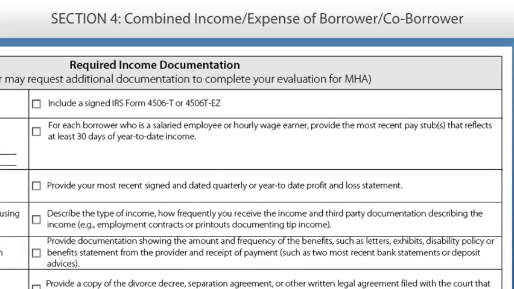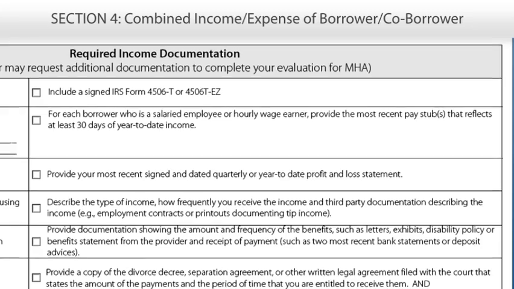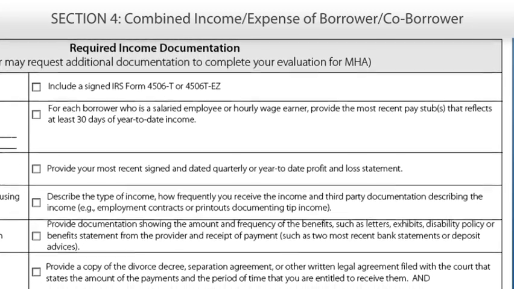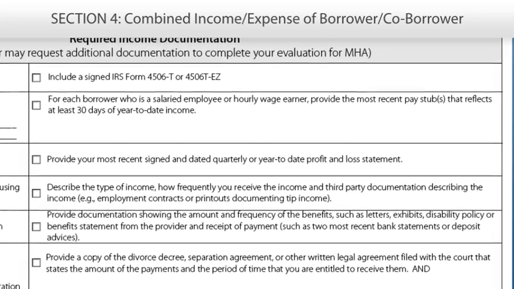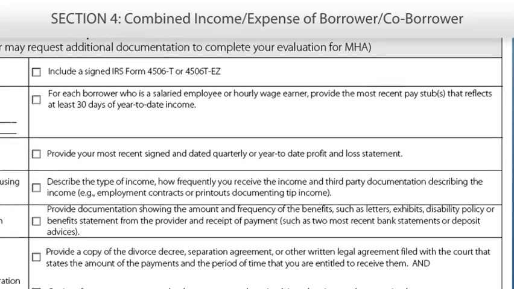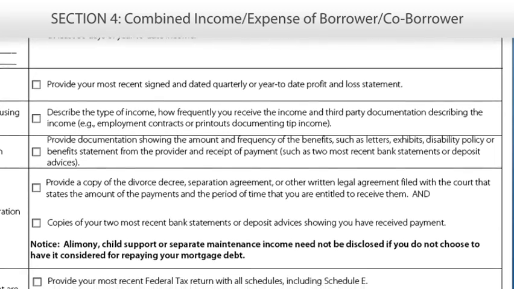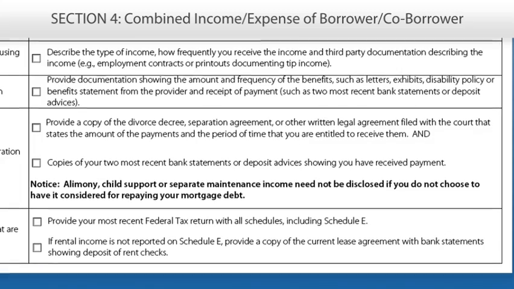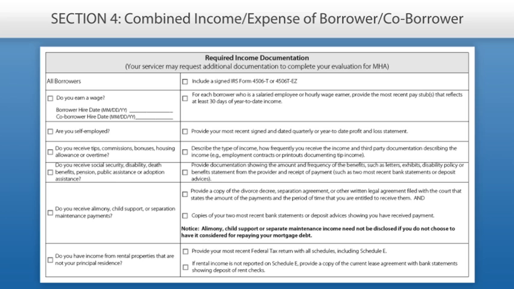This documentation includes: all borrowers must include a signed IRS Form 4506T or 4506T Easy. Borrowers earning a wage must provide the most recent pay stub that reflects at least 30 days of year-to-date income. Self-employed borrowers must include the most recent signed and dated quarterly or year-to-date profit and loss statement. Continue down the list of questions and provide the requested documentation. Keep in mind, your servicer may request additional documentation to complete your evaluation for a Making Home Affordable program.